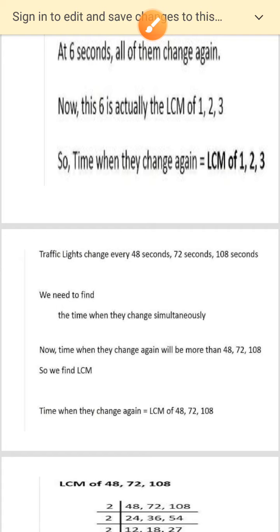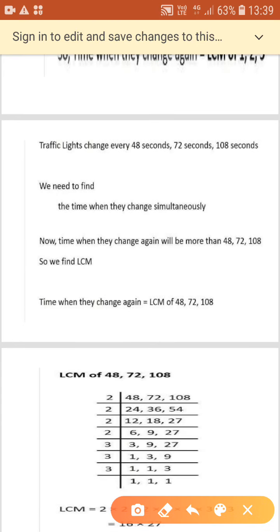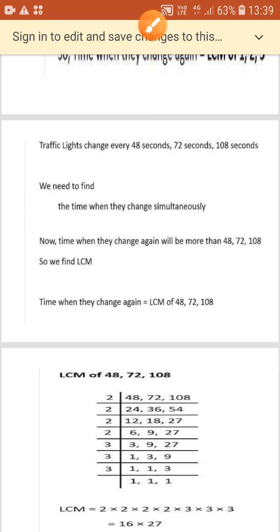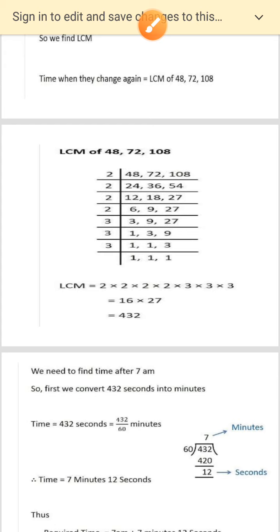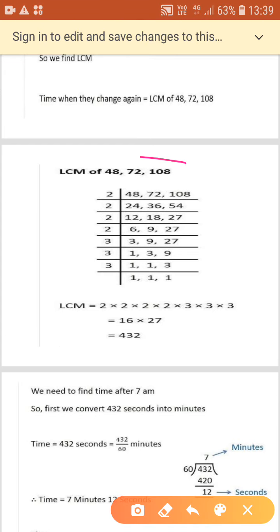So similarly in this problem also we will find out the LCM, lowest common multiple of these three numbers, 48, 72 and 108. When we find the LCM of these numbers by prime factorization, we have 2 into 2 into 2 into 2 into 3 into 3 into 3. That means we are getting 432.